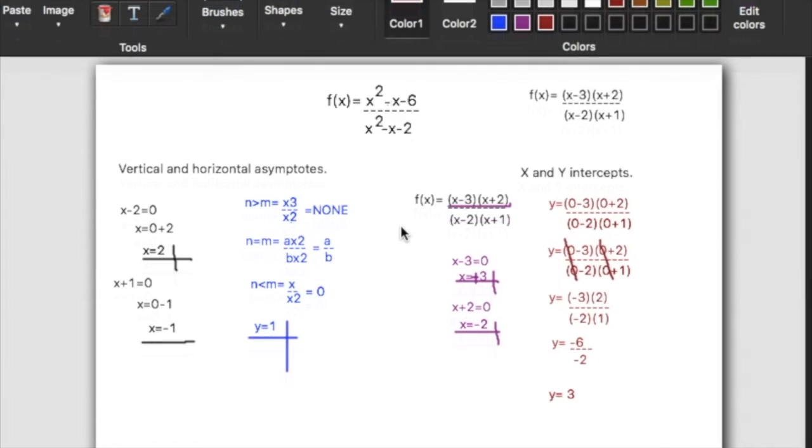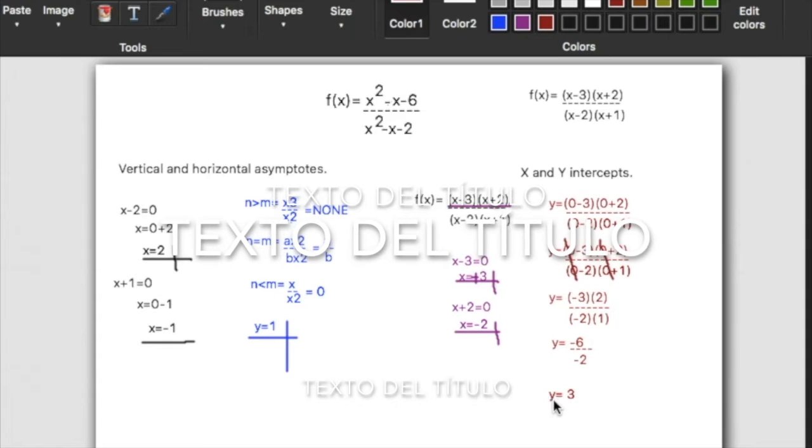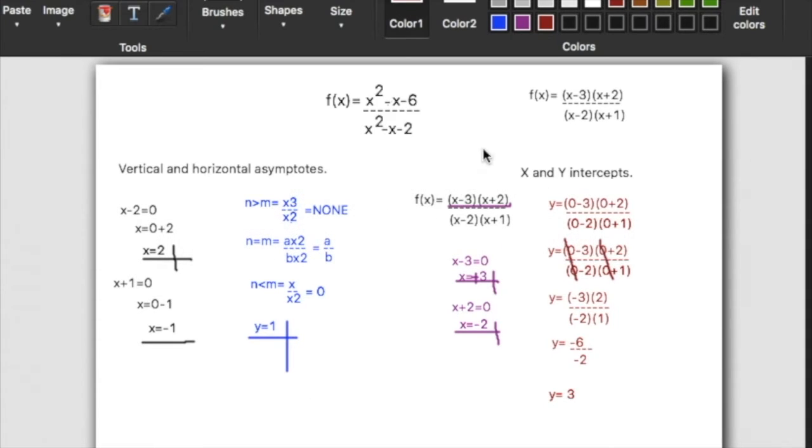Finally, we will obtain the value of the y-intercept. For this we will substitute the x for 0 in the factorized function. Then we will cancel the zeros and we will multiply the remaining values, and this will give us the result of minus 6 over minus 2. And according to the law of signs, we will change the negative to positive and divide the result. This will be 3.